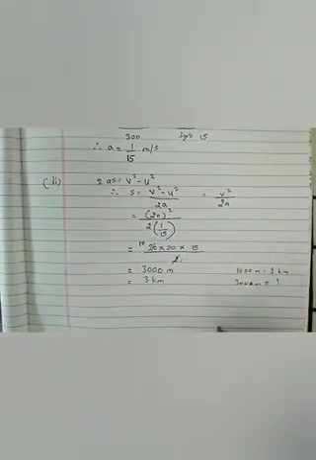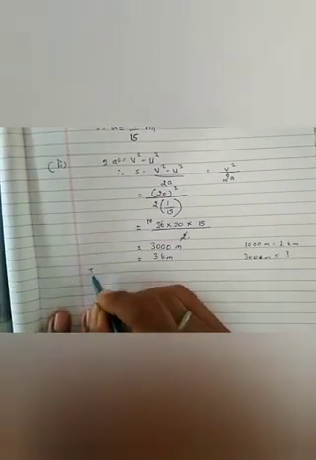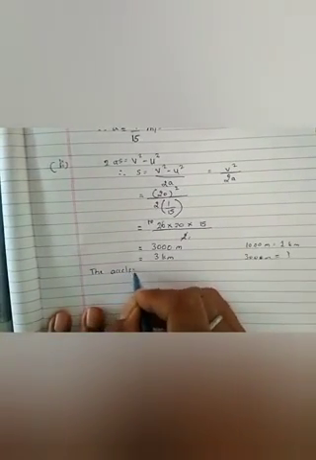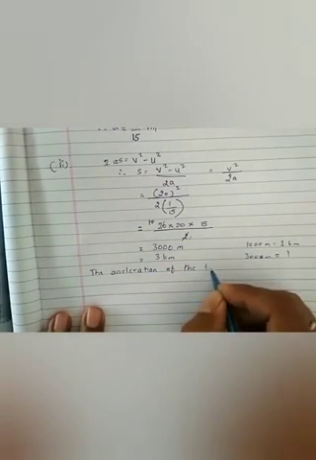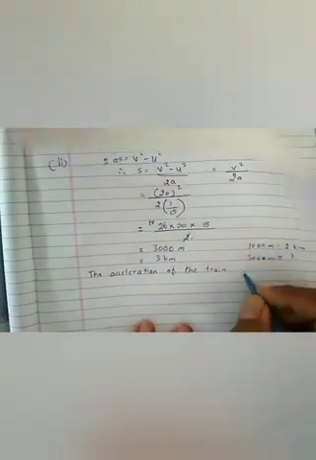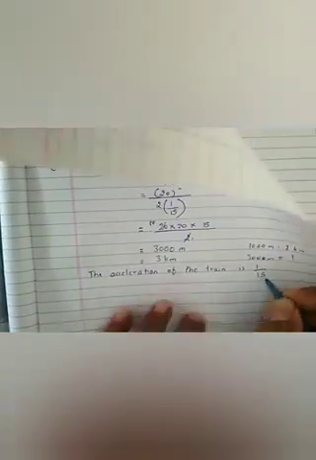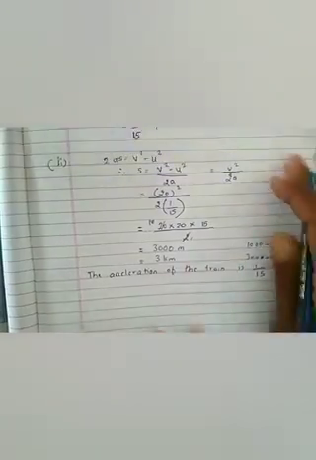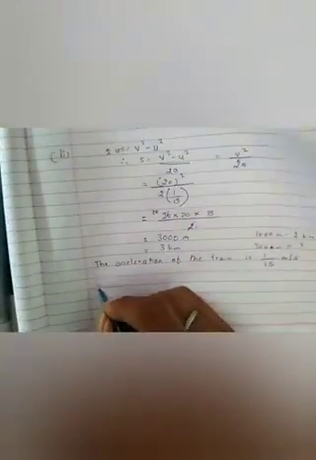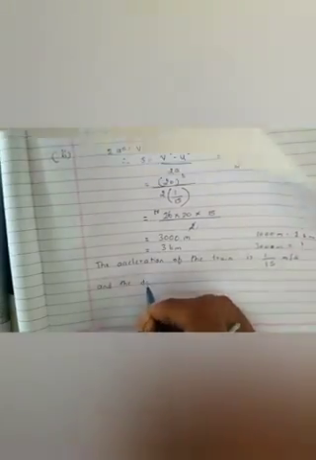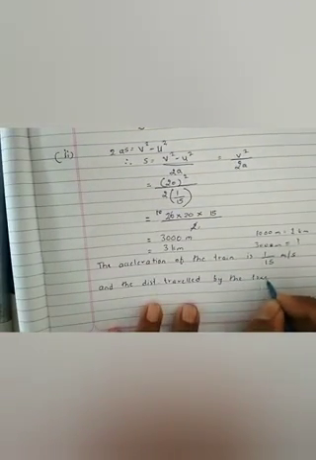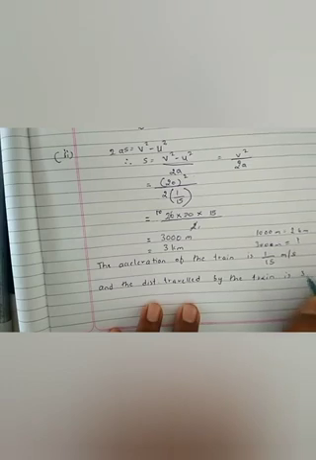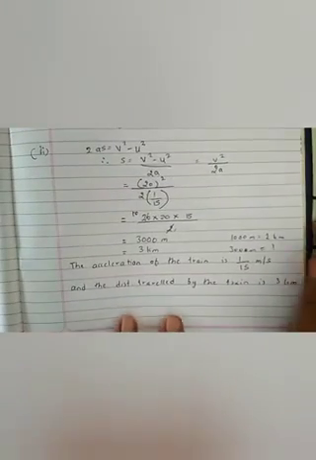Right? Write down the summary. The acceleration of the train is 1 by 15 meters per second squared, and the distance traveled by the train is how many kilometers? 3 kilometers, right?